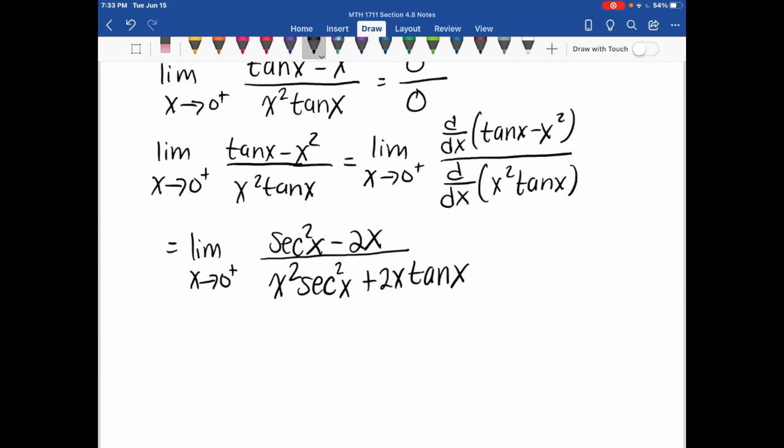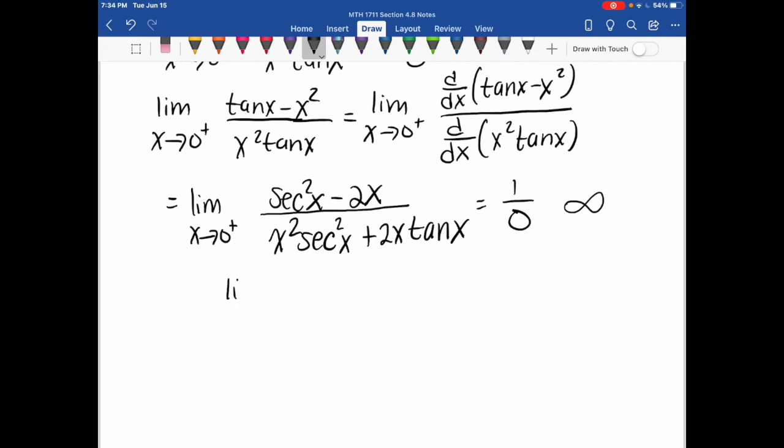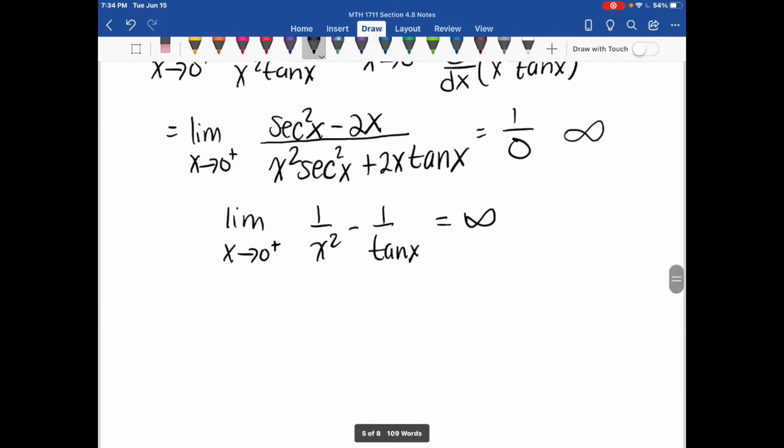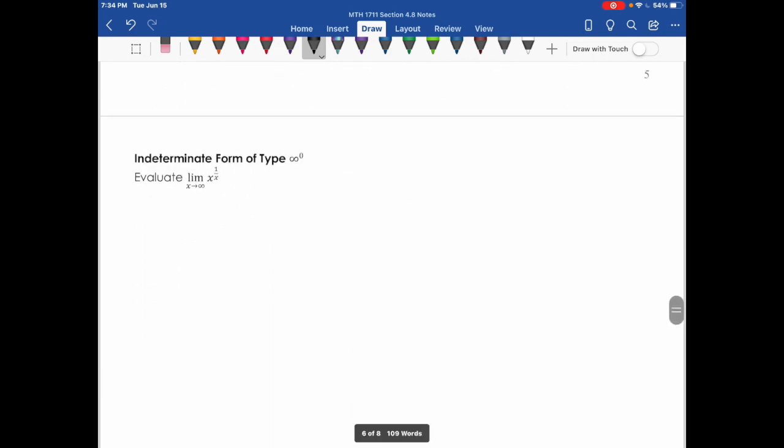Now, as I try to see what happens as x approaches 0 from the right, secant squared x minus 2x is going to approach 1. And then the denominator, x squared secant squared x plus 2x tan x, that's going to approach 0. So this is going to blow up as that number in the denominator gets smaller and smaller. The whole fraction gets bigger and bigger, and I'm going to get infinity. So this limit as x approaches 0 from the right of 1 over x squared minus 1 over tan x has to be infinity. And you can verify that by looking at the graph.